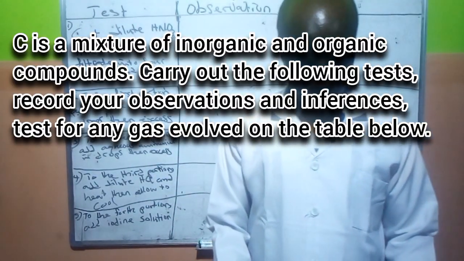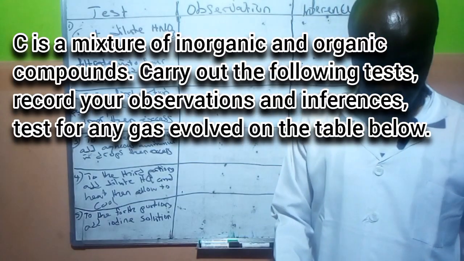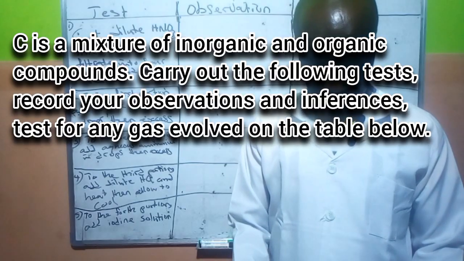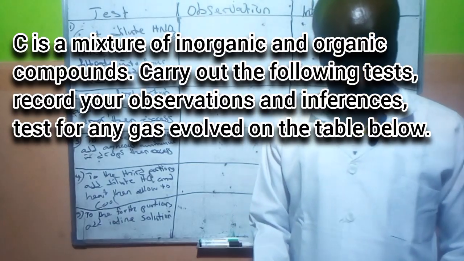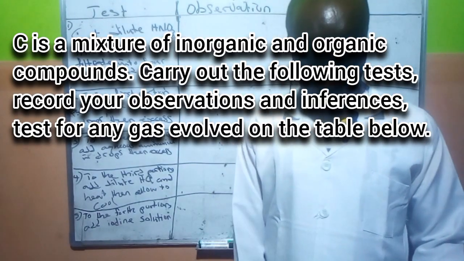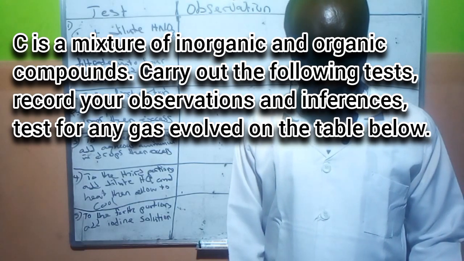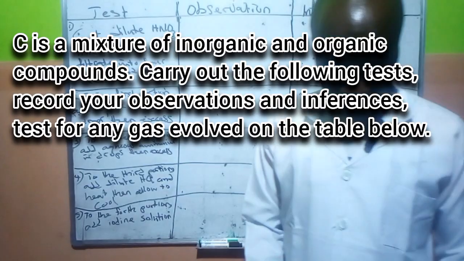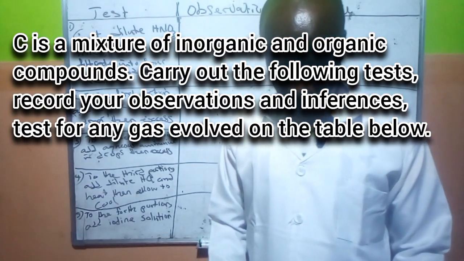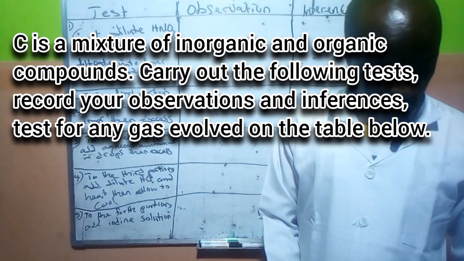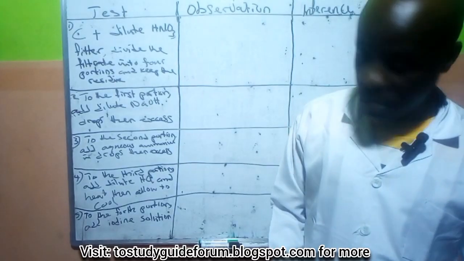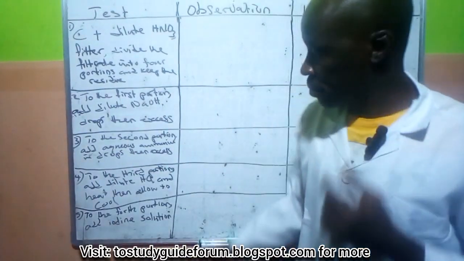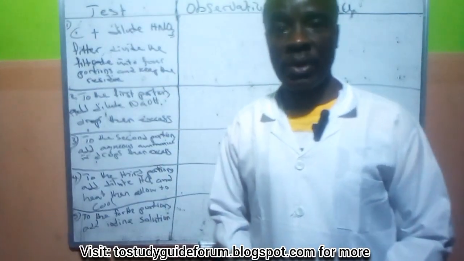The question said C is a mixture of inorganic and organic compounds. Carry out the following tests. Record the observation and inference. Test for any gas evolved on the table below. So look at the table. This is a table which I have drawn here, although I'm going to be making more tables when we're done with these ones, the tests we have here.